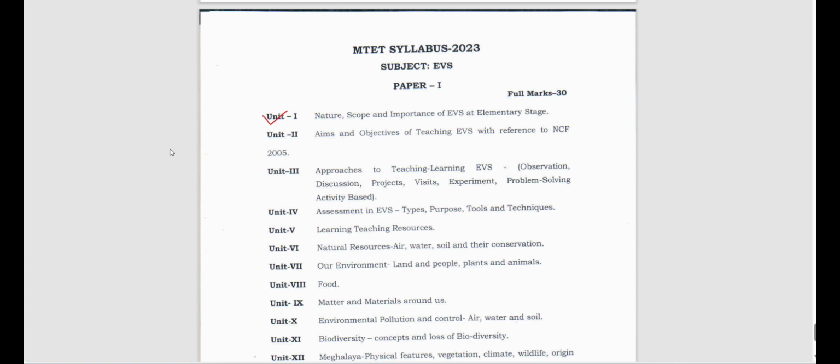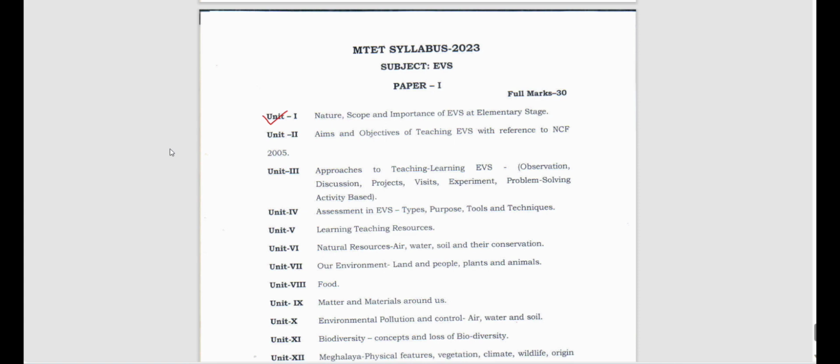We have to know what environmental studies is, and why it is so important that environmental studies is taken even up to graduation. As you can see, people take environmental studies as a subject in graduation as well. I myself studied environmental studies during my graduation, right? I hope you did too.